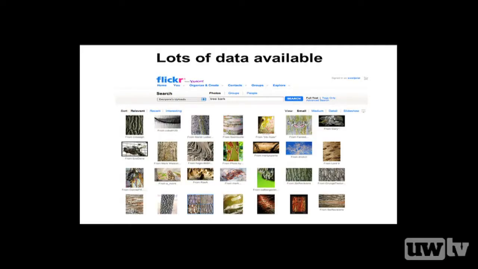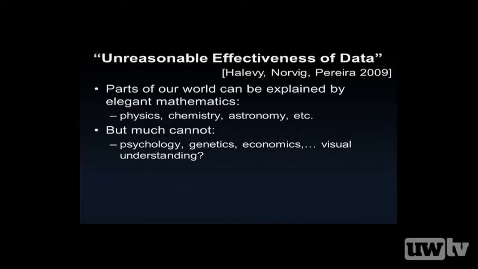On the other hand, for this kind of data, we also have tons of examples. Just go search for bark on Flickr, and there are tons of examples of that bark. And so the argument here is that maybe we can just use the data directly in a non-parametric way and make it work better for us. And a similar argument is being made in this wonderful short paper called The Unreasonable Effectiveness of Data.